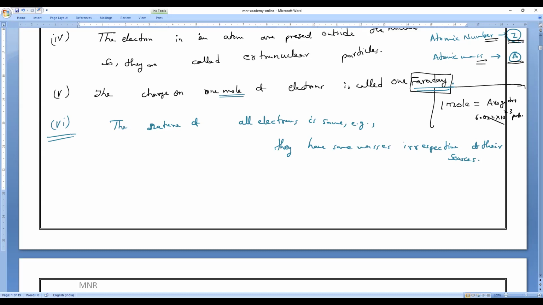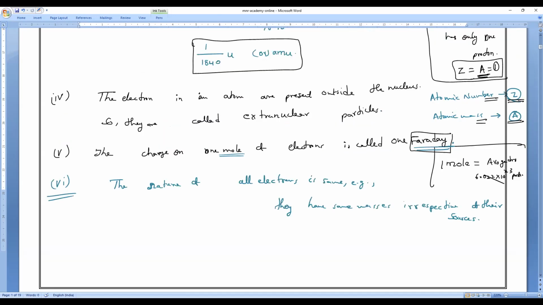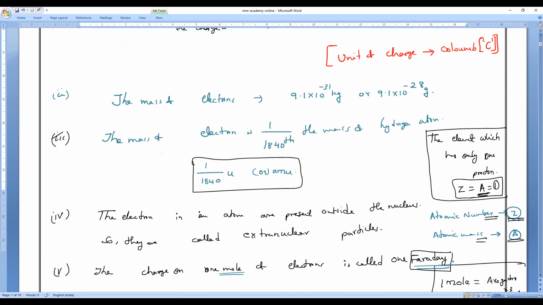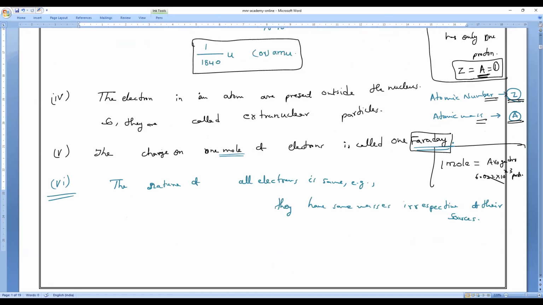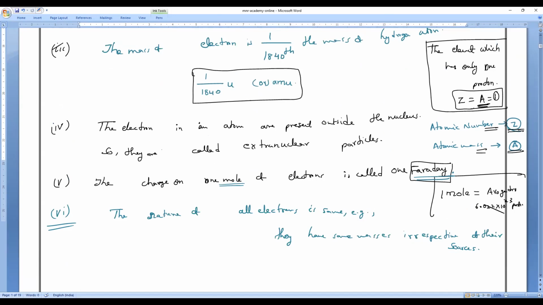Anybody having any doubt, you can ask me. Basically, why is the mass of the electron not considered? Because it is extremely small. That is the reason we consider it a negligible mass and a negative charge. That is the most important point you have to remember.